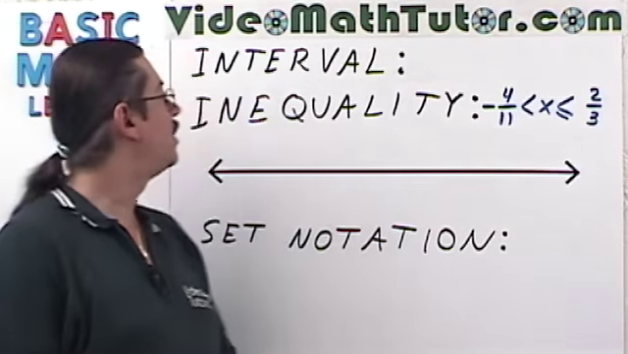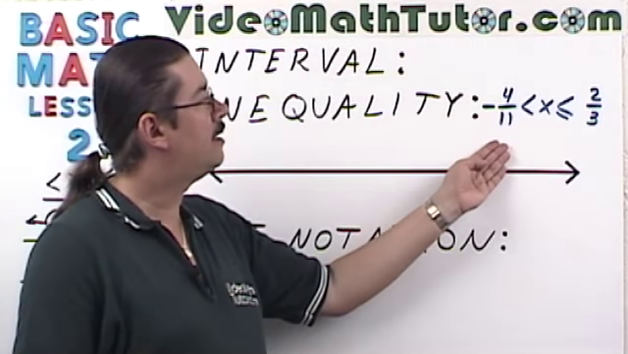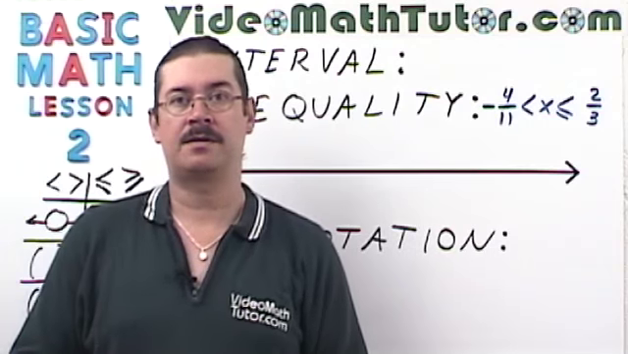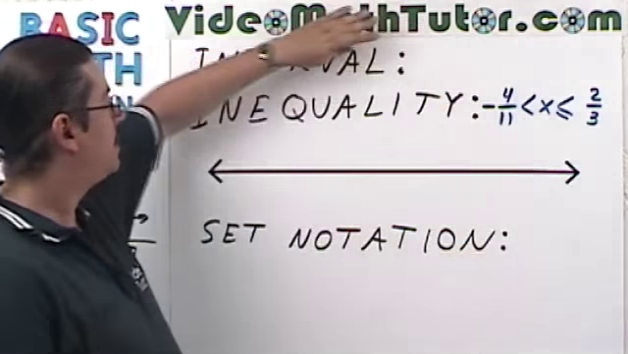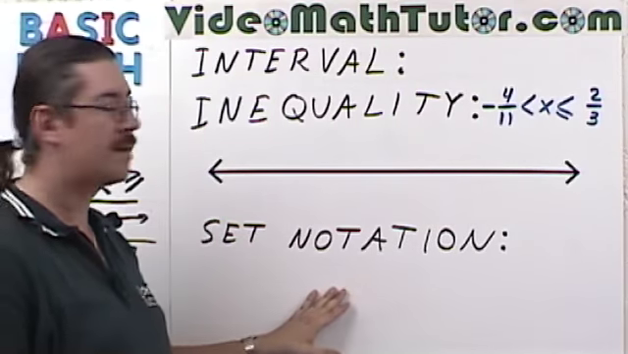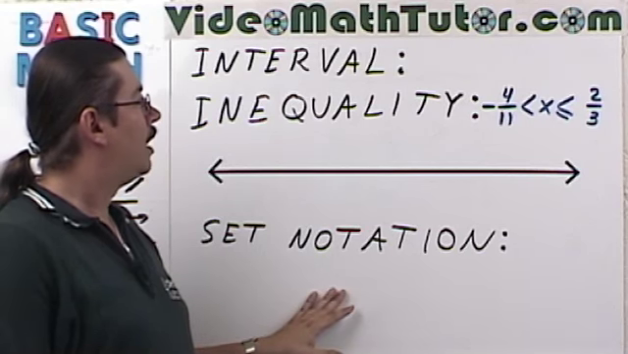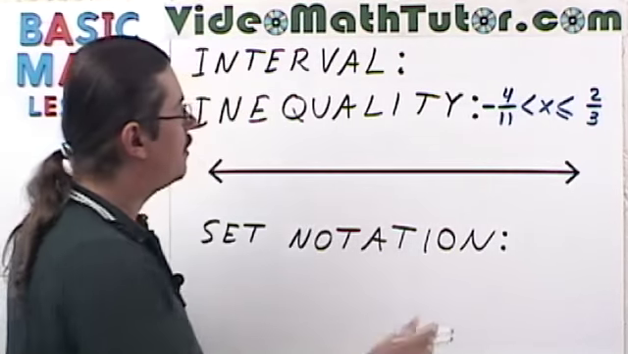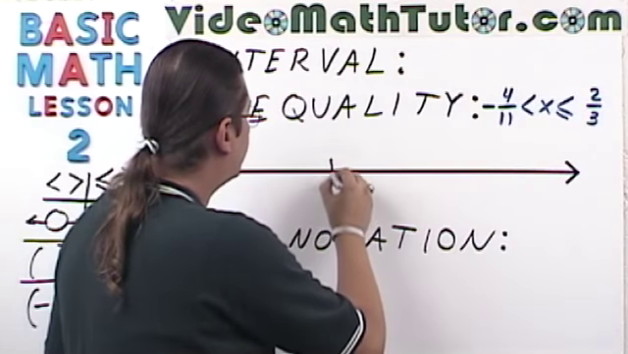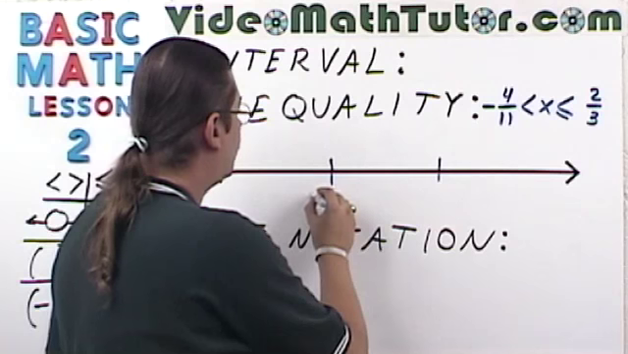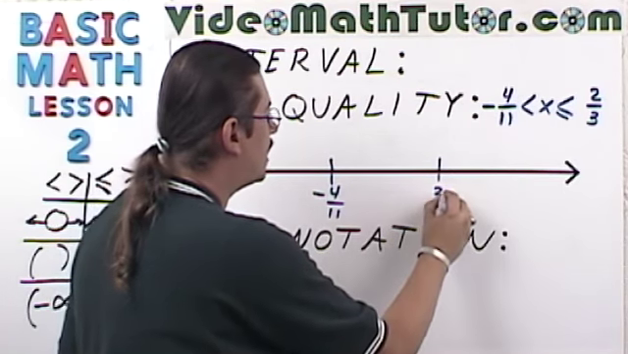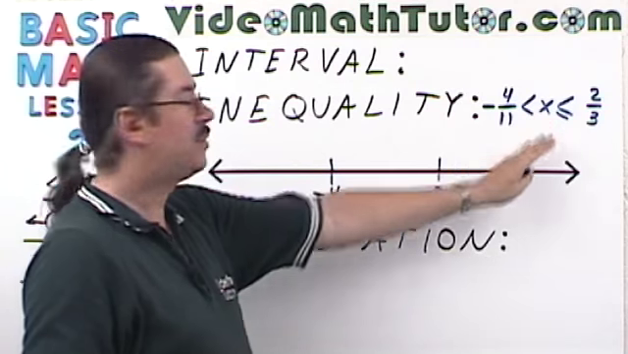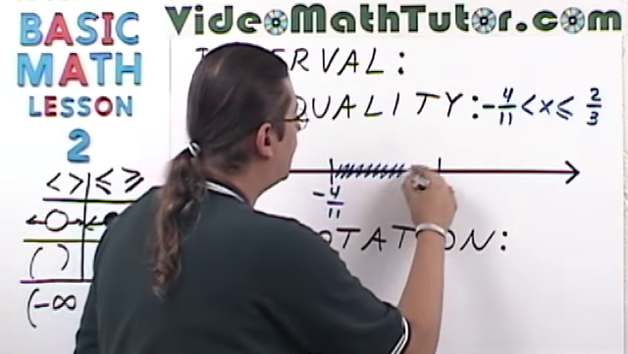For this next part, we're given the inequality notation. X is in between negative 4/11 and 2/3 and includes 2/3. Based on that, we want to create the interval notation, the actual number line graph, and the set notation. Well, again, the strategy is to do the number line first. So I'm going to arbitrarily put down a couple of tick marks, and they're going to represent the 4/11 and the 2/3. X is in between, so it's going to be all these values right here.